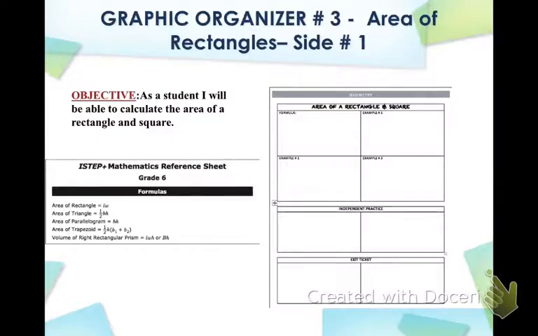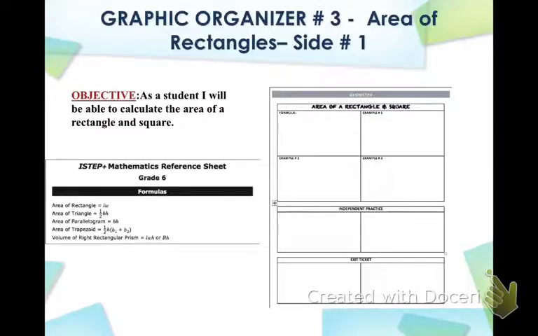Your objective for this video is, as a student, you should be able to calculate the area of a rectangle and a square. Now, this should be a complete review for you. However, we're going to be doing two things. We're going to, 1, practice using our calculators, and 2, make sure that we can use our formula reference sheet that comes with the I-STEP. So we need to make sure that we can do both of those. We're going to go ahead and get started.